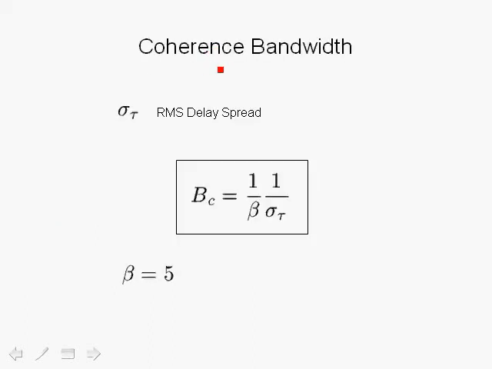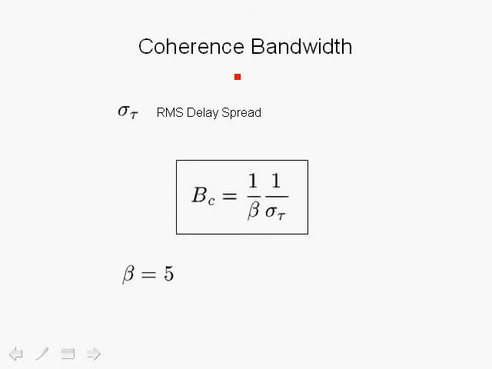Here we define coherence bandwidth. If for a particular channel we can measure the RMS delay spread, which is done quite often in a lot of experiments in indoor and outdoor environments, then we define the coherence bandwidth as the inverse of the RMS delay spread. So if the delay spread is in microseconds, for example, we will get the coherence bandwidth in megahertz. Now there's this factor 1 over beta that we need to include, and the reason for that is the coherence bandwidth should be thought of as the bandwidth over which we have flat fading.